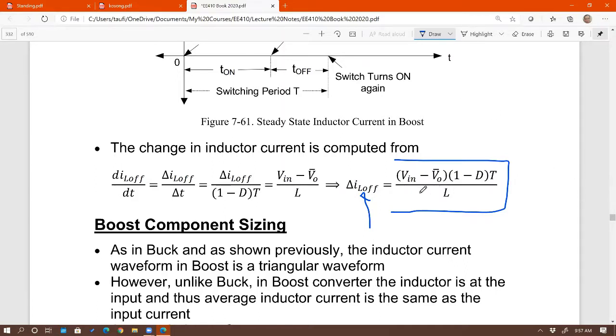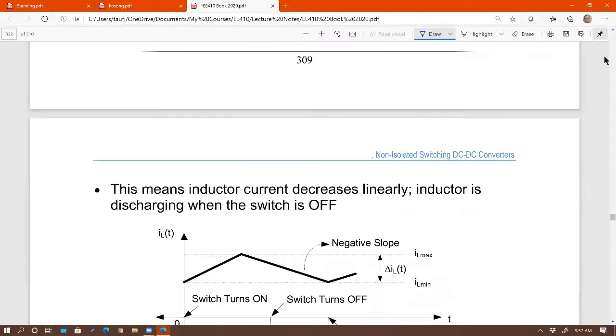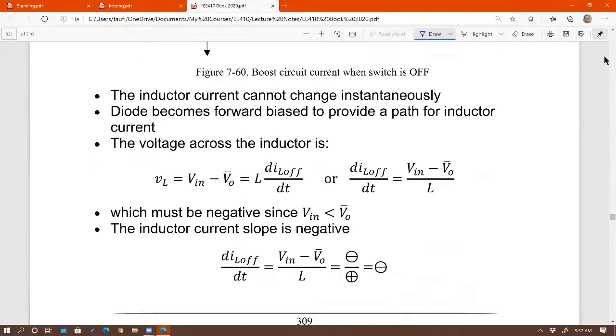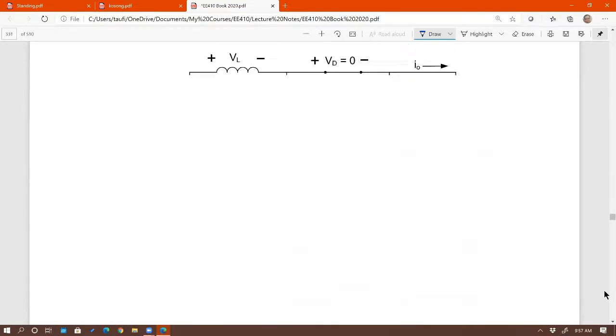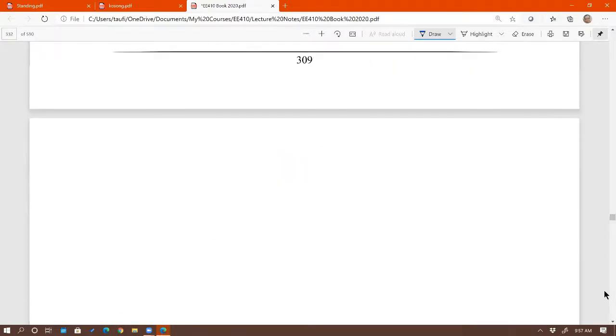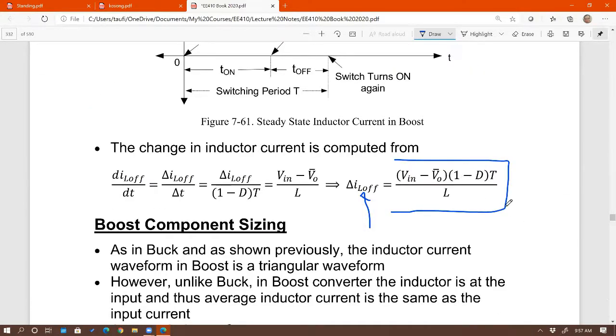But it looks like for a boost, delta IL off is longer than delta IL on. Am I right? Yeah, see, delta IL on is just V in over L times dt, whereas delta IL off, you can see is longer. See that? Okay, it's just preference. I might do it differently in the book, but just keep in mind that either way is fine. If you want to use delta IL off from here or the other one, it's okay.